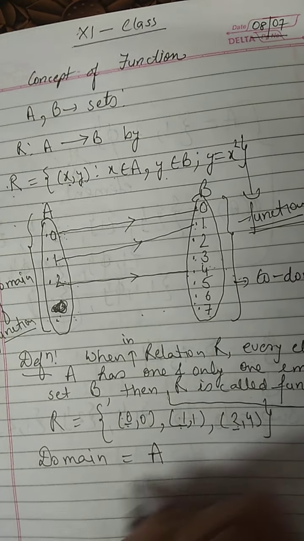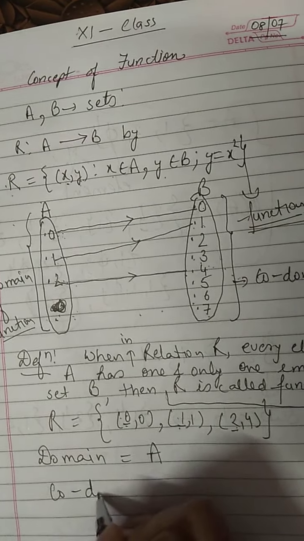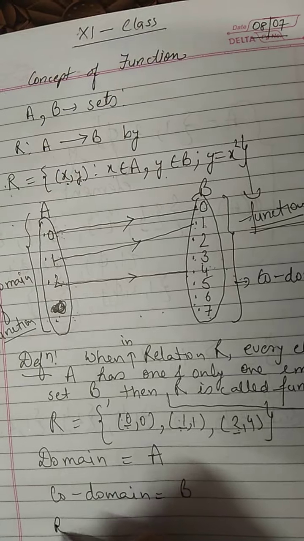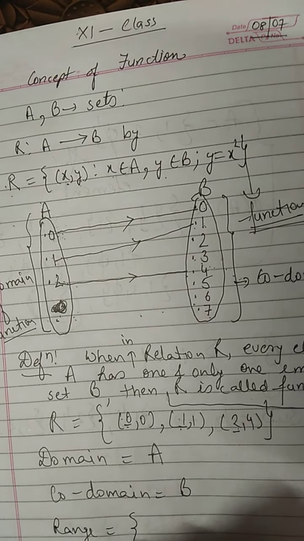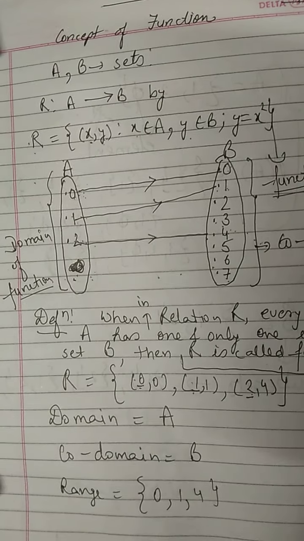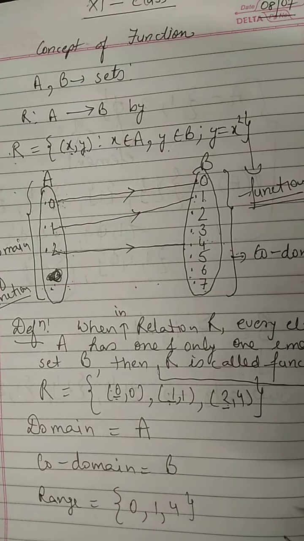Domain is the whole set A. What is codomain? Codomain will be the whole set B. And what is the range? Range is the collection of images 0, 1 and 4. I hope the concept is clear.